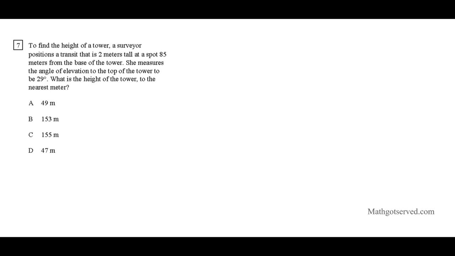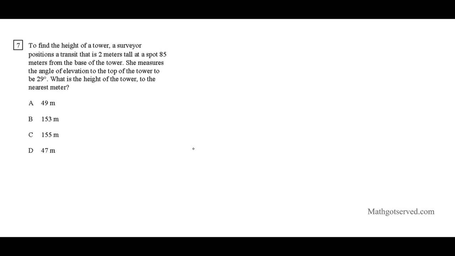Question 7. It says to find the height of a tower, a surveyor positions a small transit that is 2 meters tall at a spot 85 meters from the base of a tower. She measures the angle of elevation to the top of the tower to be 29 degrees. What is the height of the tower to the nearest meter? Okay, so let's go ahead and make a sketch of the situation.